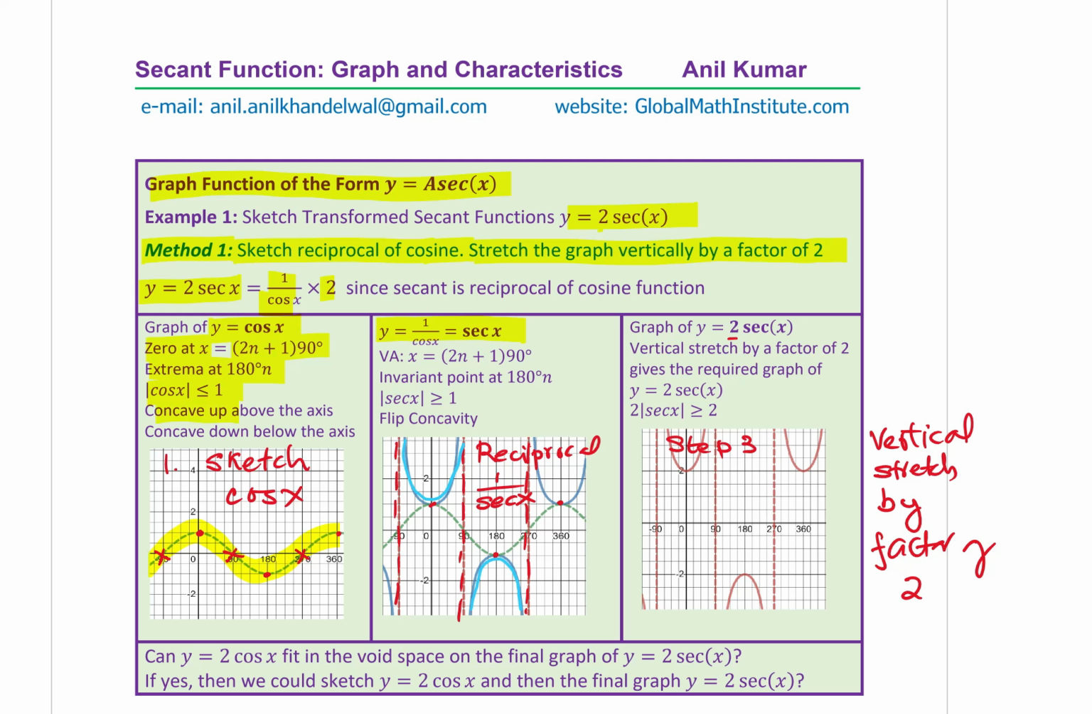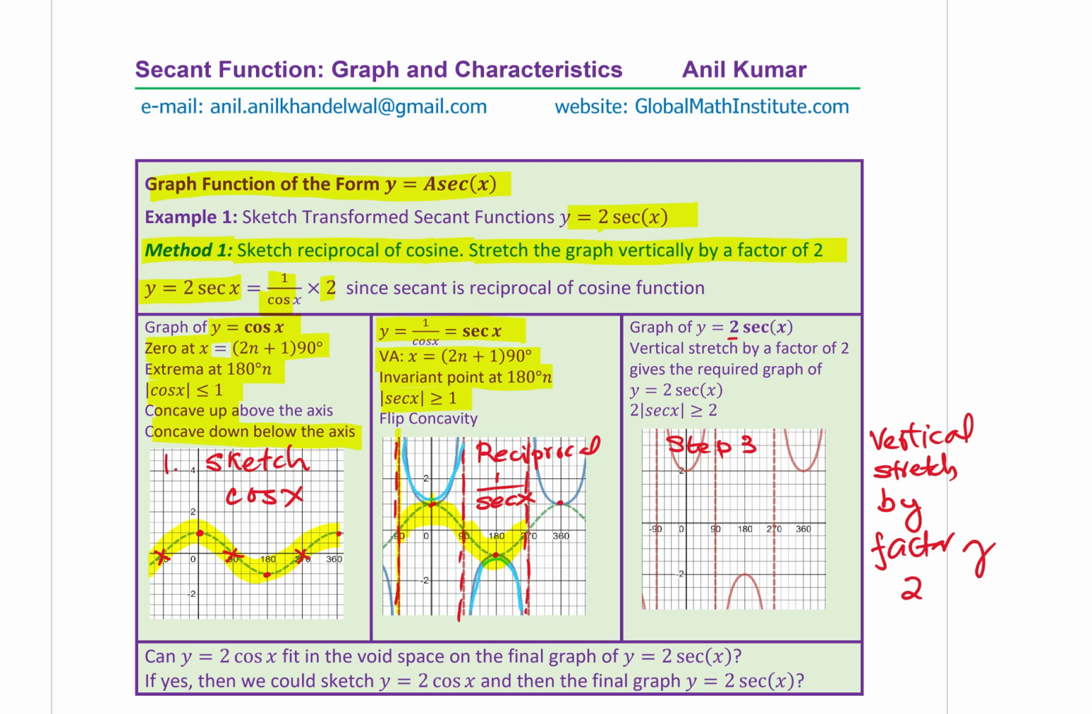It is concave up in one portion, then concave down. That is how the concavity changes. Above the axis, it is concave down, and below the axis, it is concave up. Perfect. So when you have to sketch the secant function, the zeros get converted to vertical asymptotes, as I was discussing. The invariant points are common, which are at the turning points, and the secant values are greater than 1 or less than minus 1.